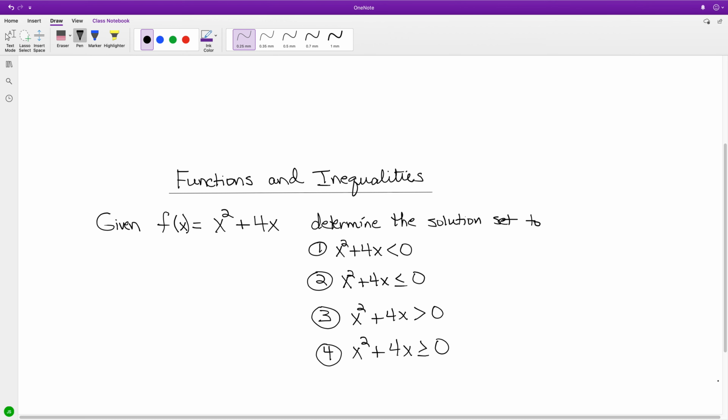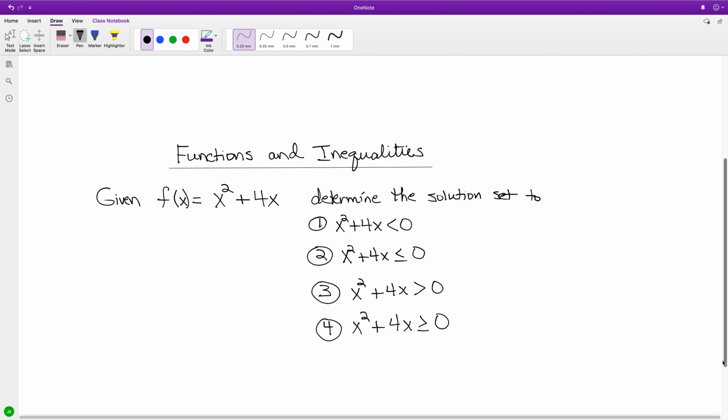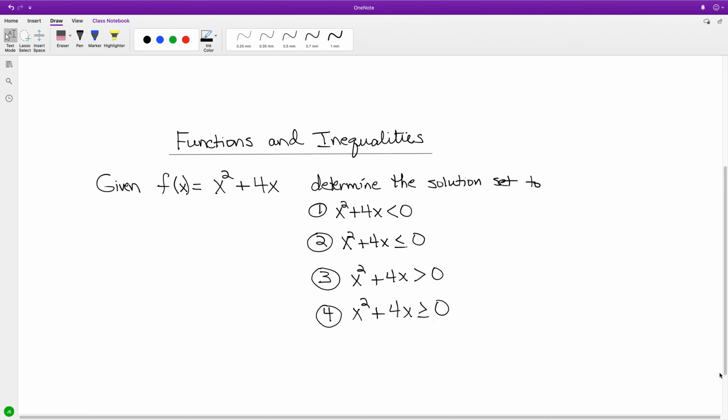Okay, looking into functions and inequalities. Let's say we have a quadratic function, f of x is equal to x squared plus 4x, and we want to determine the solution set to 4 different inequalities that we have in comparison to 0.